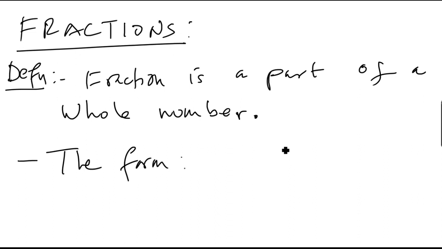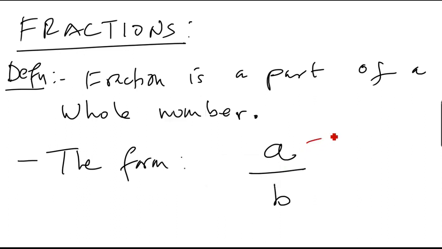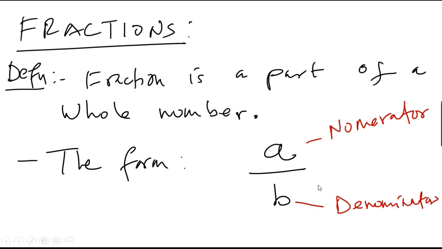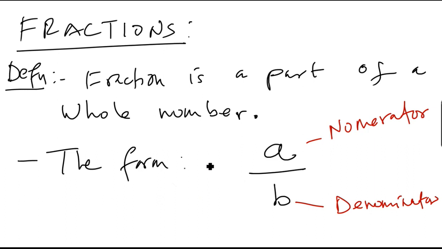Its form is like this. You're going to have a number up here, and you're also going to have a number down here. The number which is up here, we call the numerator. And the number which is down here, we call the denominator. It's very important you know these differences. You need to know how to identify which one is the numerator, which one is the denominator.